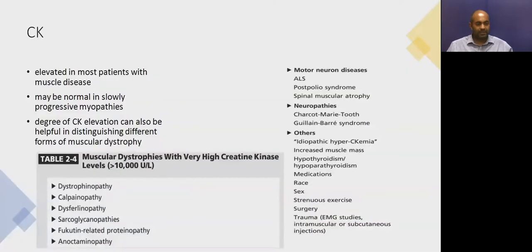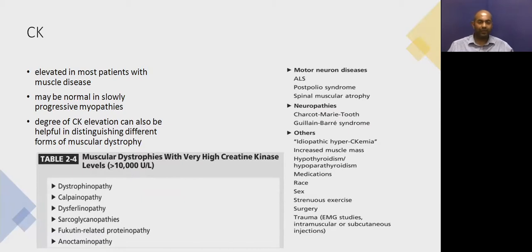So creatine kinase is elevated in most patients with muscle disorders. In slowly progressive myopathies, however, it can be normal. And the degree of elevation can be helpful in distinguishing different types of muscular dystrophies. So if we see a CK level more than 10,000, then in an appropriate setting, we have to suspect muscular dystrophy: dystrophin, calpain, dysferlin.